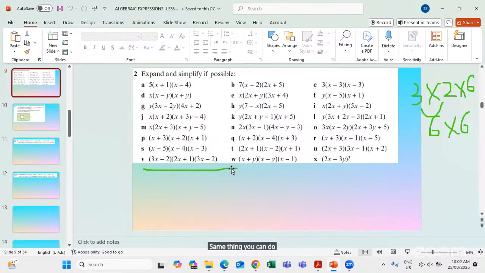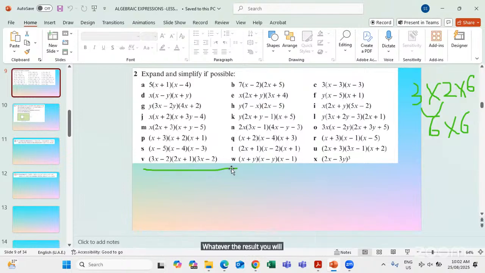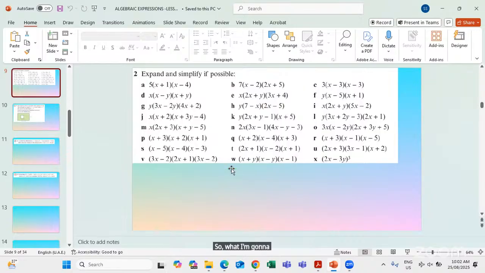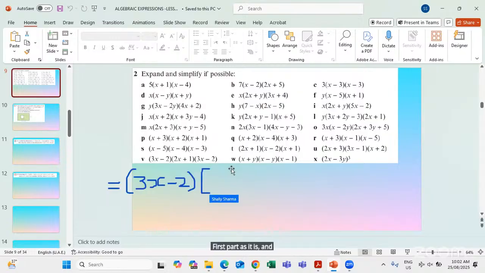Same thing you can do here. You can choose any 2 binomial expressions to multiply. Whatever result you obtain, multiply it with the next one. So what I'm going to do here is keep the first part as it is, and I will be multiplying the second and third. So 2x plus 1 and 3x minus 2. The first is 2x into 3x, which is 6x squared.